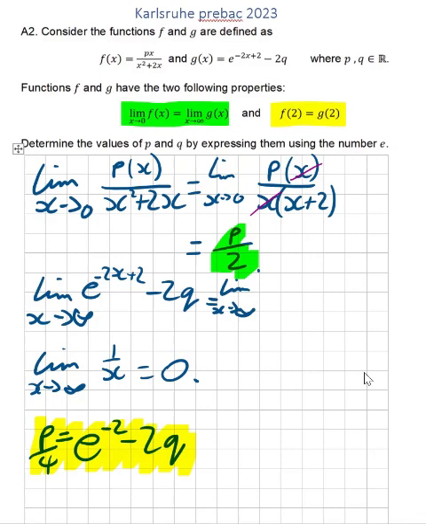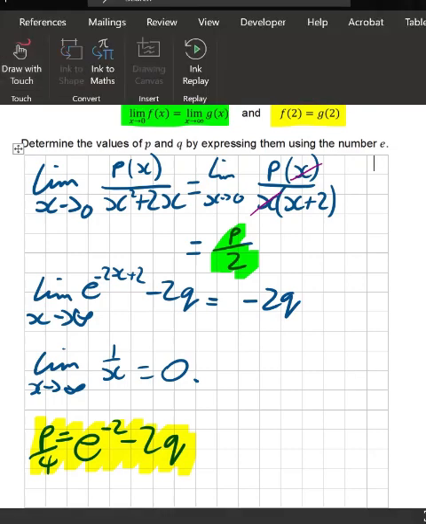Okay, so actually, I'm not even going to put that in there. I've kind of showed it to you already. The limit of e to the negative 2x plus 2 as x heads towards infinity is 0. That leaves me with minus 2q, so I'm just left with minus 2q there. Okay, and again, I'm going to highlight this in green.